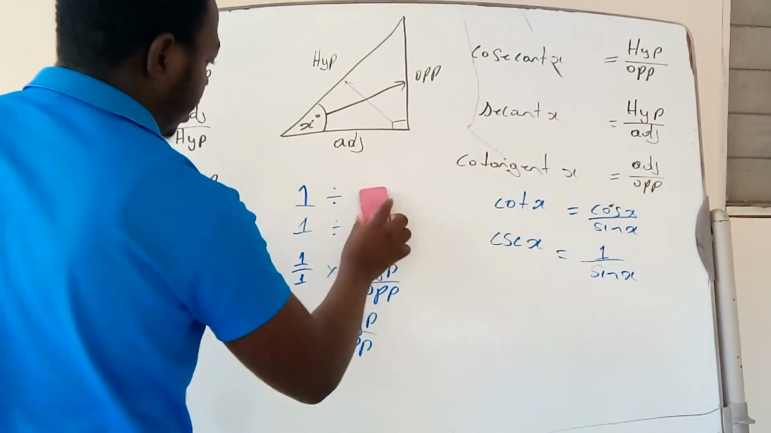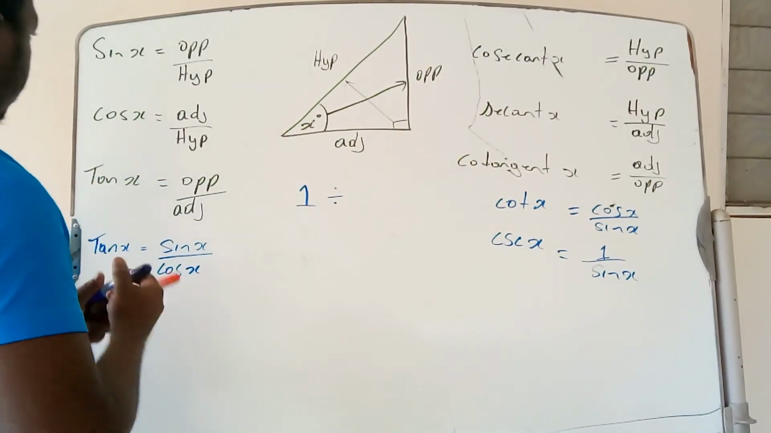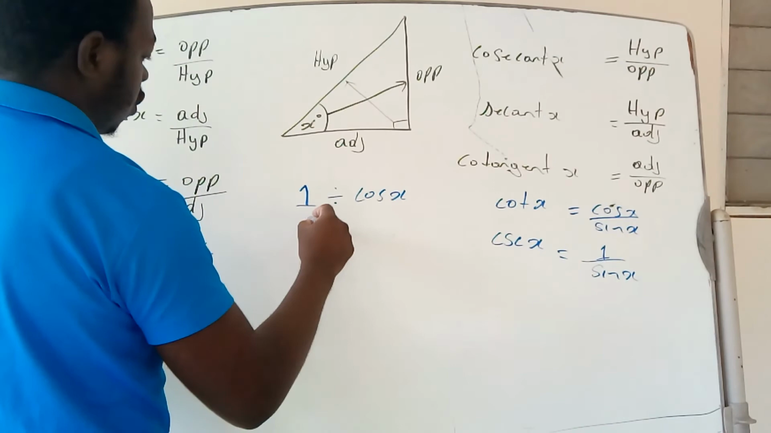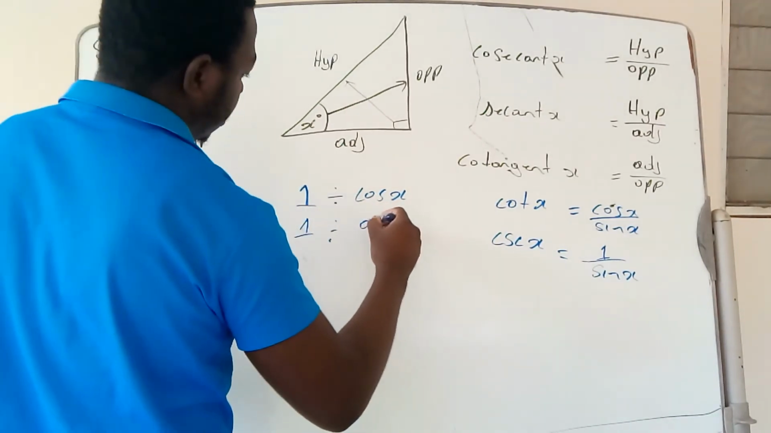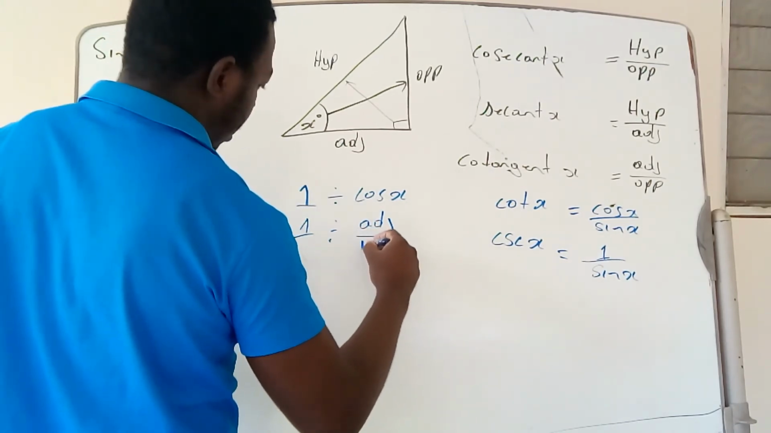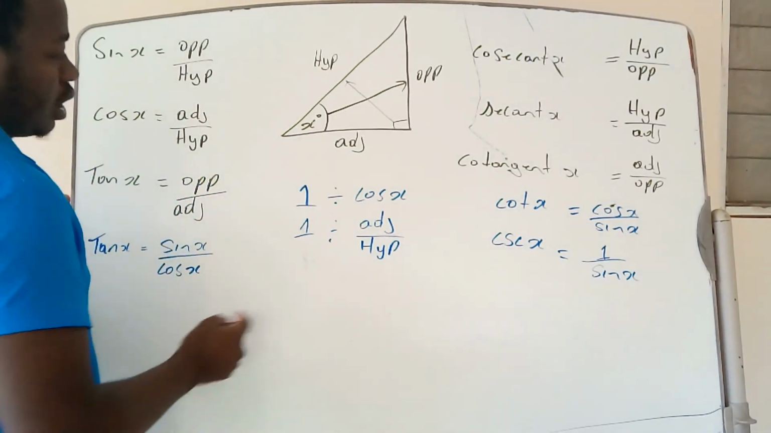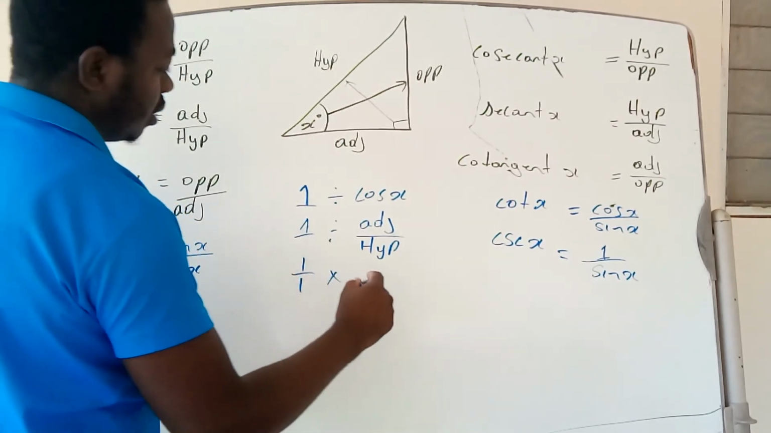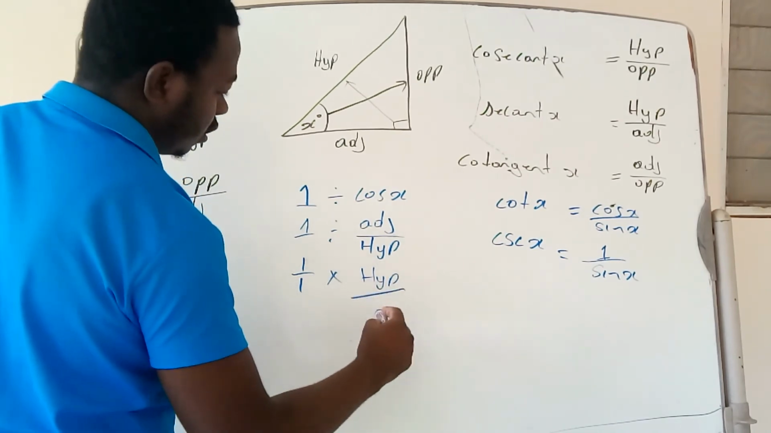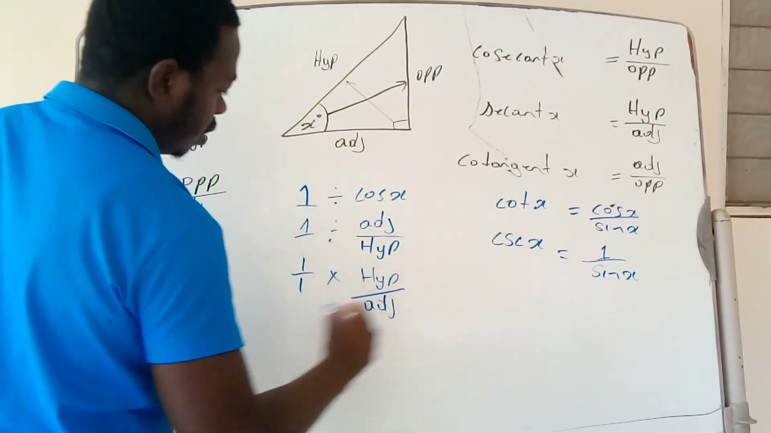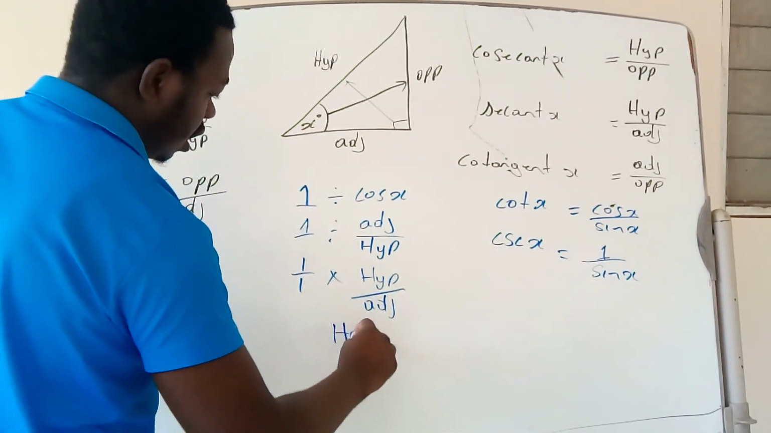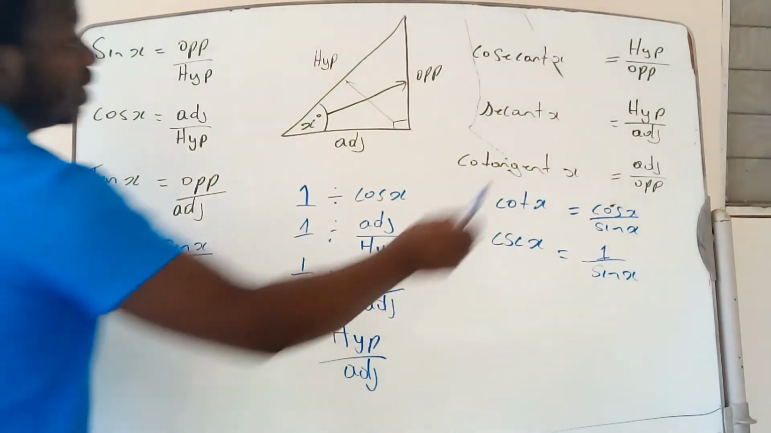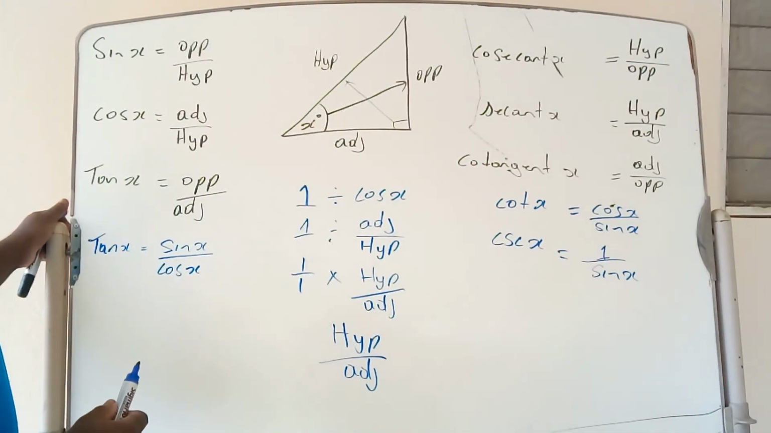Let's look at another one here. So now we have 1, and we want to divide it by cos of x. And if we want to divide it by cos of x, then this is just 1 divided by, what's cos of x? That's just the adjacent over the hypotenuse. Right? Can we simplify this? Of course. So this is just 1 over 1, multiplied by, change the division to multiply by, hypotenuse over the adjacent. And when we simplify this, this just gives us hypotenuse over the adjacent. But what's the hypotenuse over the adjacent? That's just secant of x.